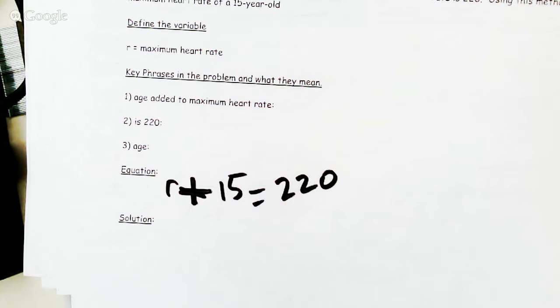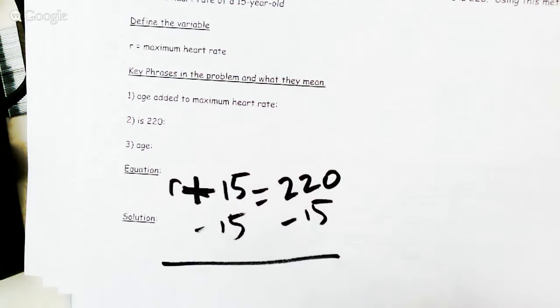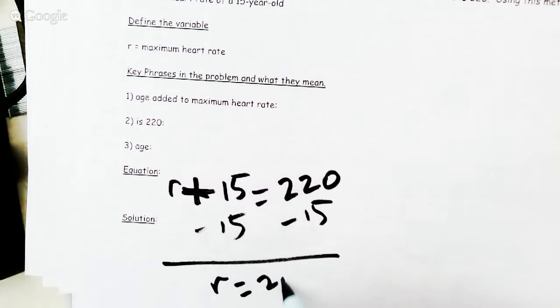What do you have to do to get rid of that plus 15, Devin? Minus 15 for both sides. Devin, off the top of your head, do you happen to know what 220 minus 15 is? 205.